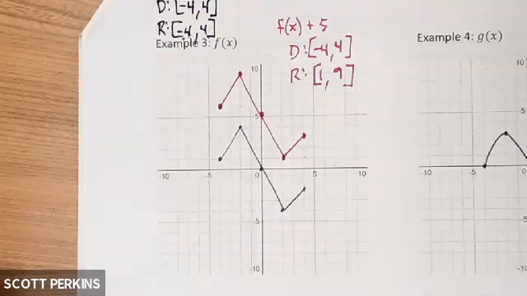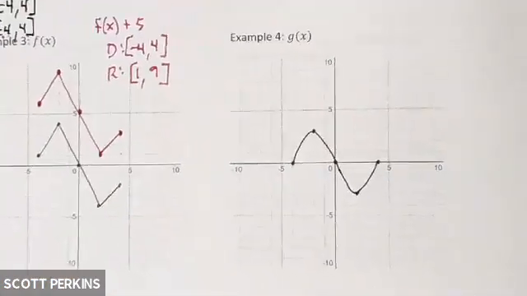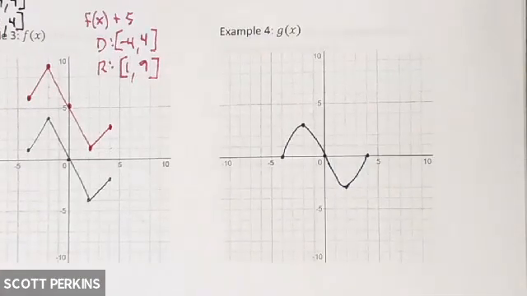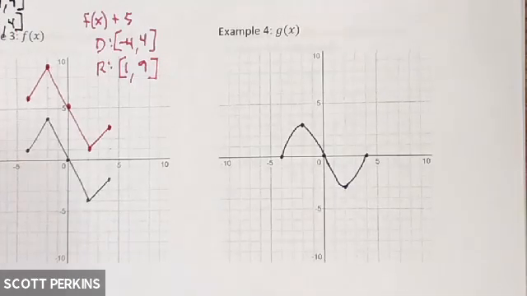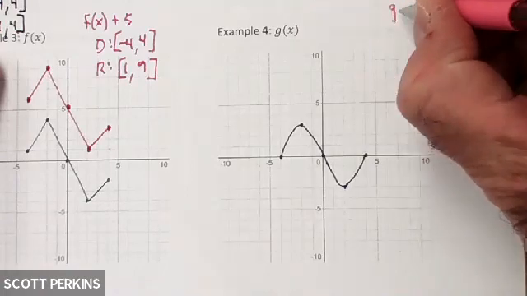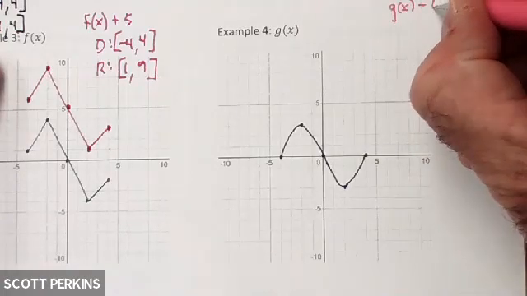So I would like you to do the same thing for me. Example 4, the one right next to it. I would like you to do 2 things. First, I want you to write down the domain and the range of that graph. And then I would like you to please graph what is g of x minus 6.